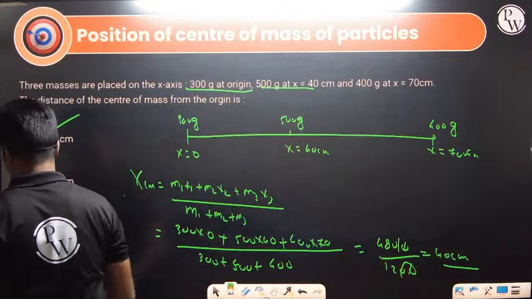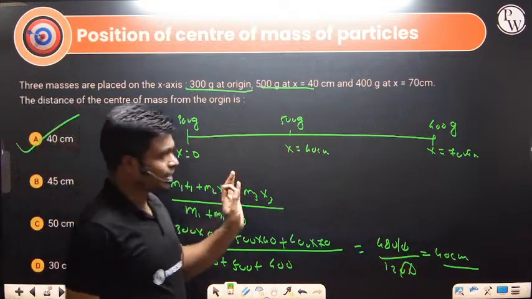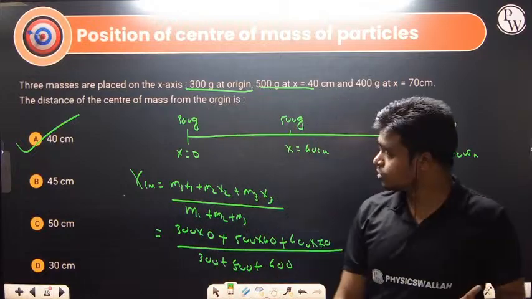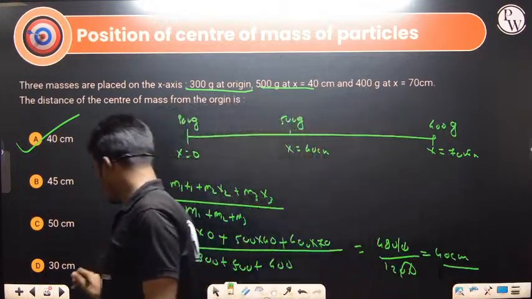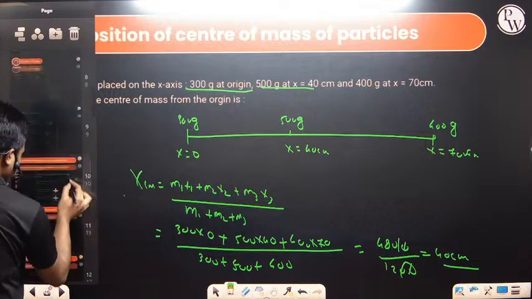That is option A. This center of mass basic question came in NEET only. The question which I solved came in a previous year of NEET. Just a basic formula based question.